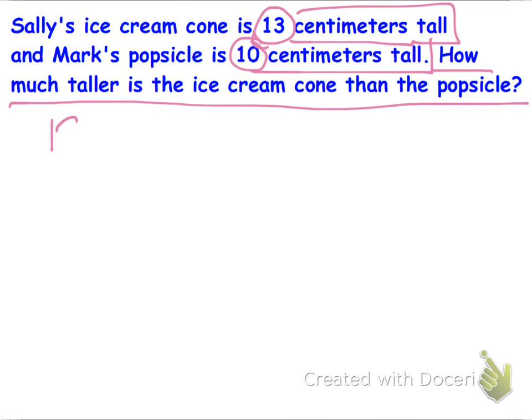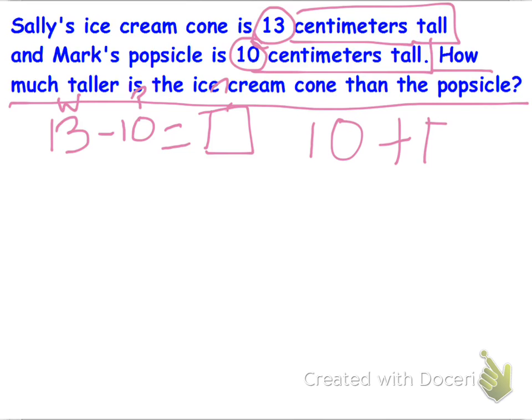So, it could be 13, which is our whole, minus our part, which is 10 that we know, equals, this is how much taller the ice cream cone is than the popsicle. Or you could have done addition where we know it's 10 plus mystery box equals 13.